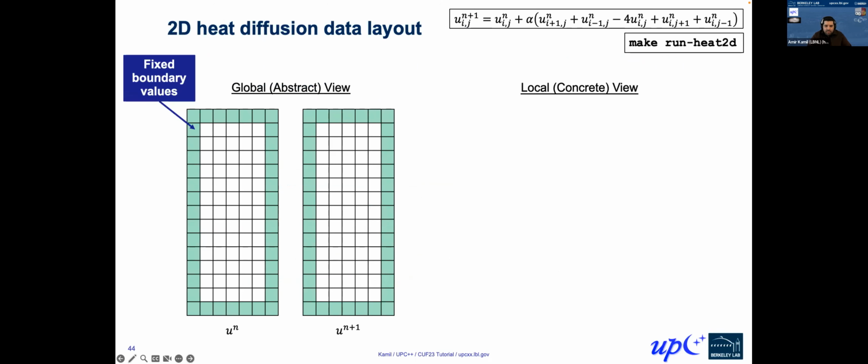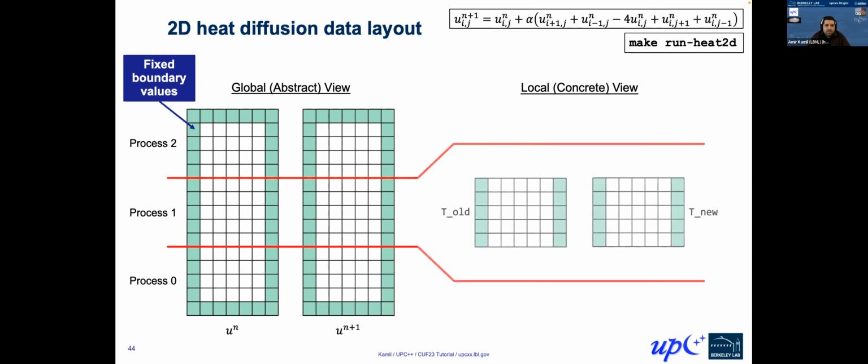So I'm going to briefly talk about the 2D heat diffusion. Again, it looks a lot like the 1D Jacobi that we've seen. So again, this is in heat2d.cpp. We have our global problem domain and we divide that up. In our implementation, we actually do a one-dimensional distribution of the 2D domain. And so then each process has its own local grids, representing its portion of the domain.